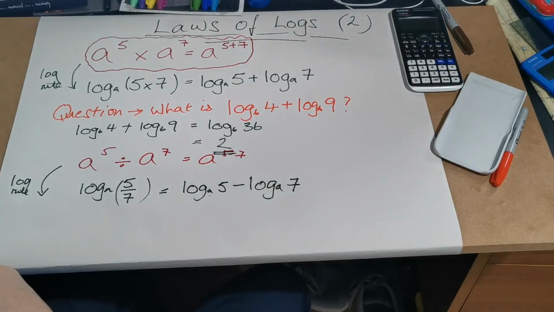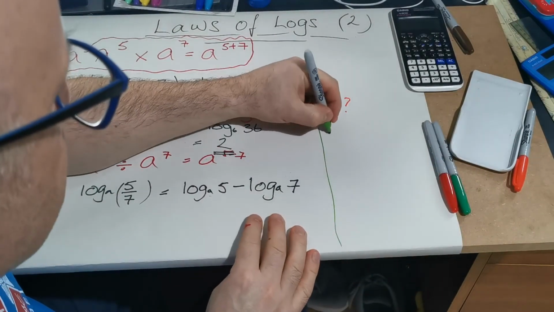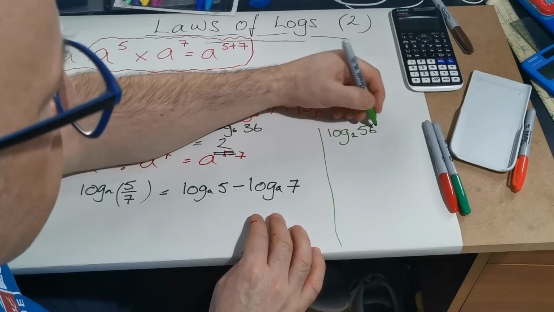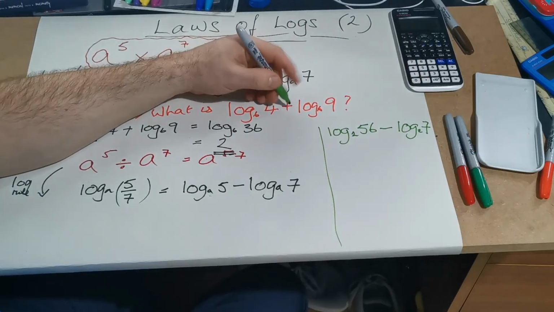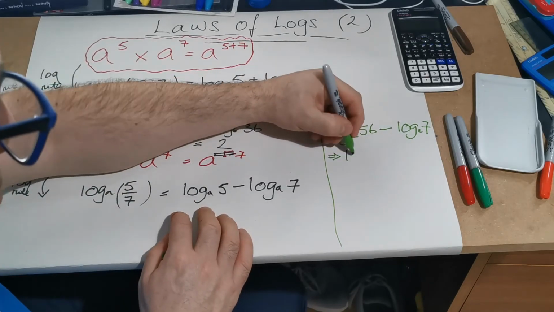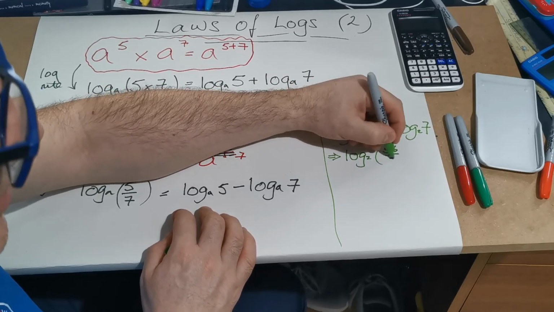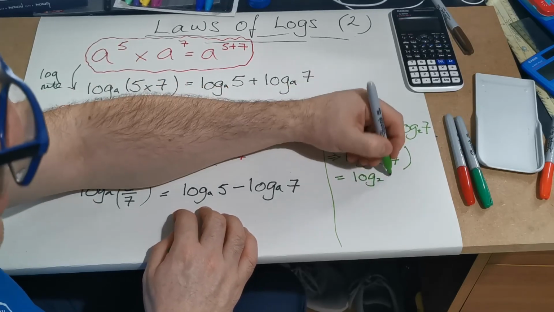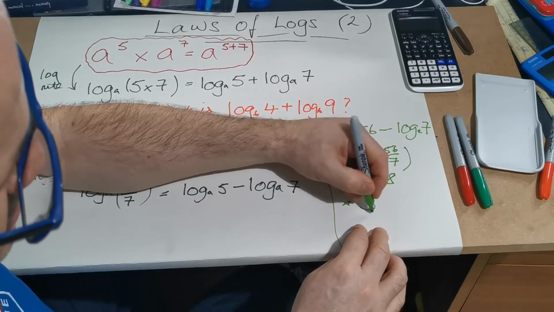And think of an example where that might come up. Can we do what is log to the base 2 of 56 take away log to the base 2 of 7. If you were given that question, you would use this law here to say, okay, I need to do log to the base 2 of 56 divided by 7, which is log to the base 2 of 8. And remember, this is saying what power of 2 is 8, so the answer is 3.